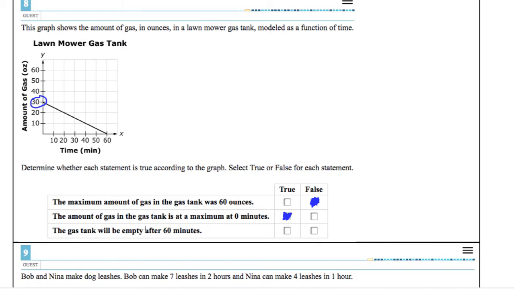And then the gas tank will be empty after 60 minutes, and that makes sense, right? So 60 minutes is talking about this point right here in the graph. It's saying that the tank will be empty, or there are 0 ounces of gas. And look over here on the left. This is ounces of gas. This is the value of 0, and that is exactly the y value of this graph. So this one is also true.